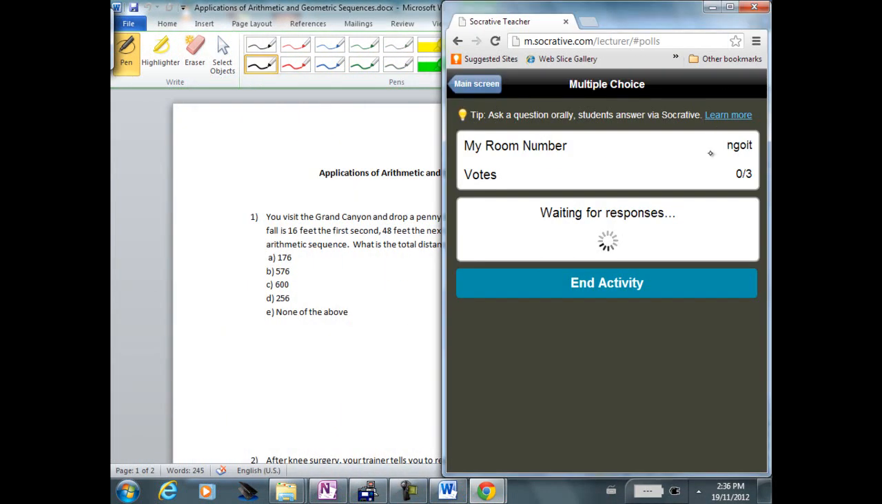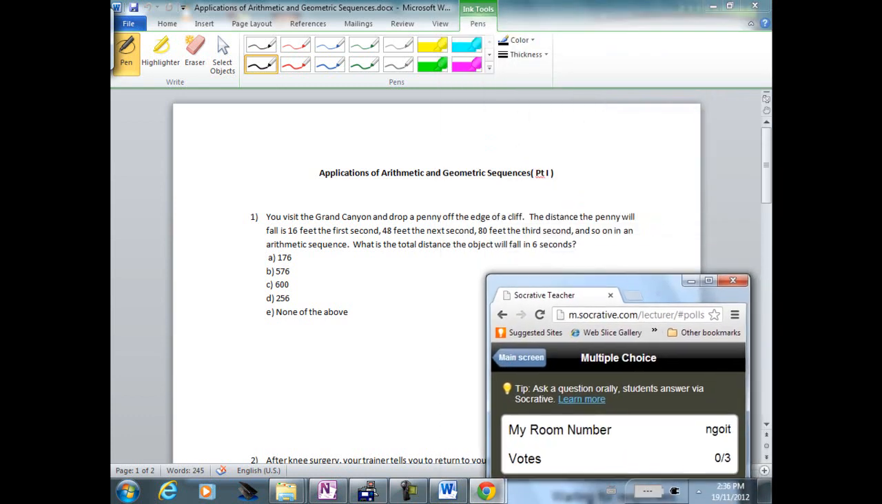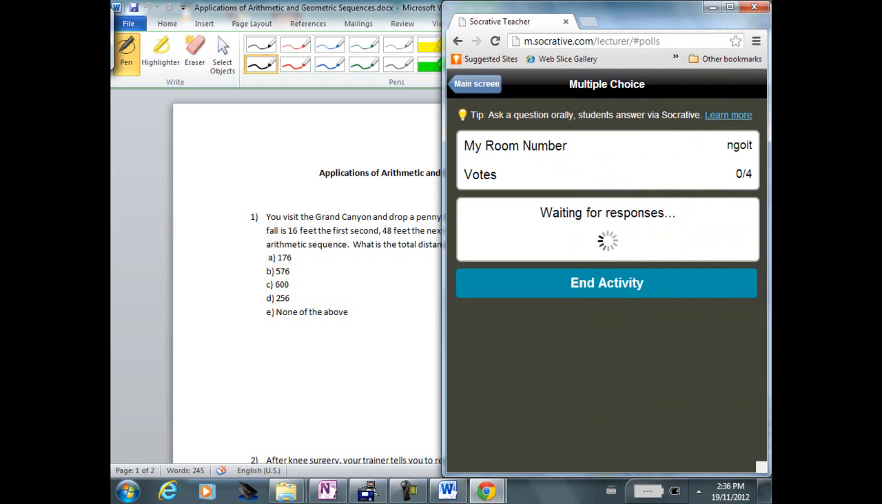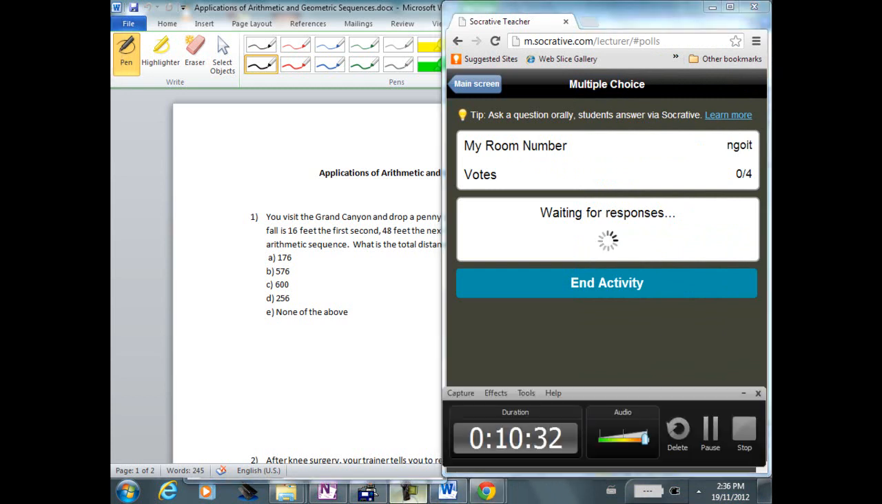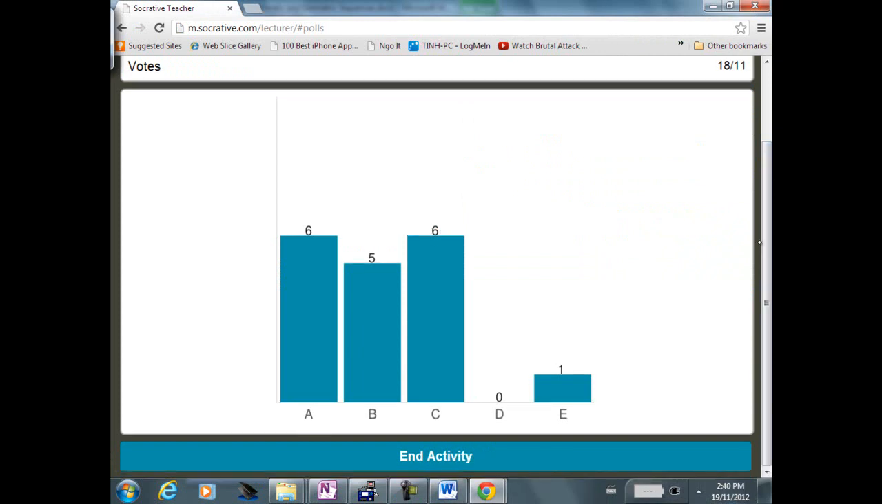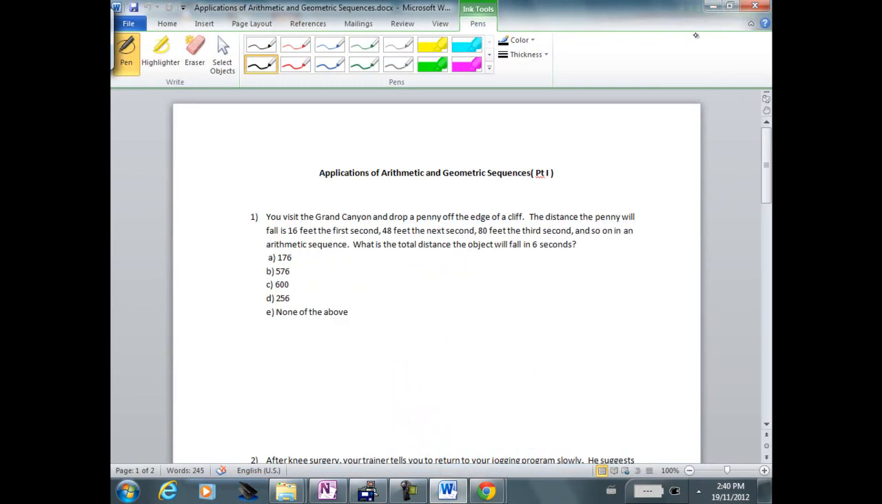So try this question right here. And again, I just want to see where the majority of students are voting. Okay? I'm going to pause it and let you try. If I look at this, I see it's almost a guessing game between A, B, and C. One person voted E, and we're going to figure out who's right and who's wrong. Here's how it works.